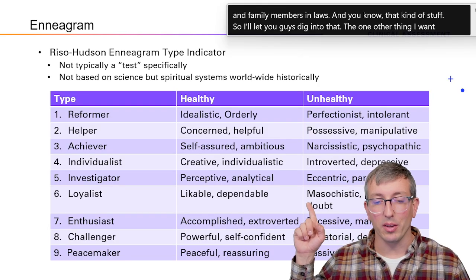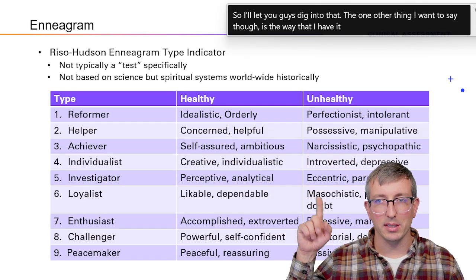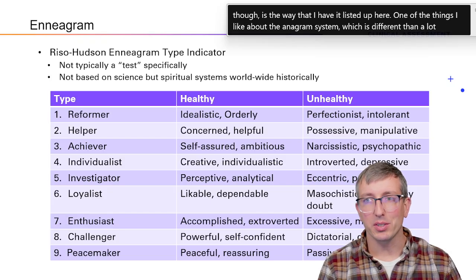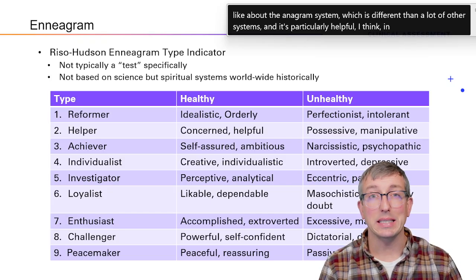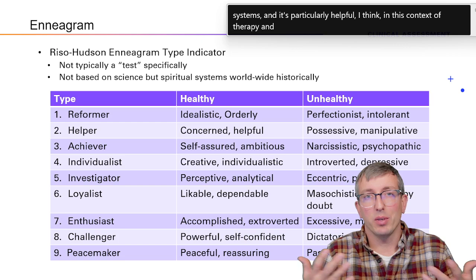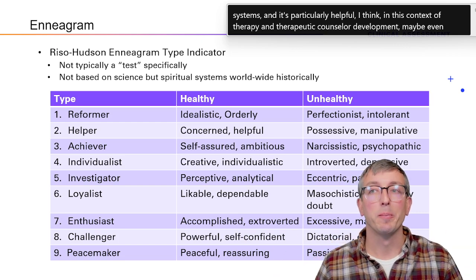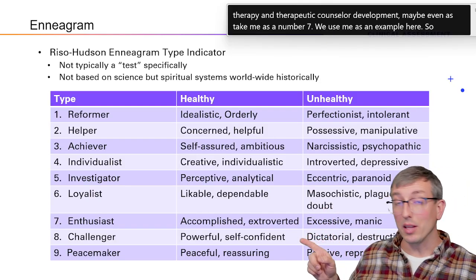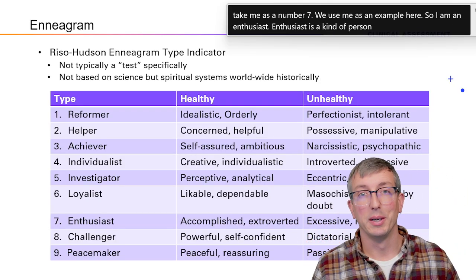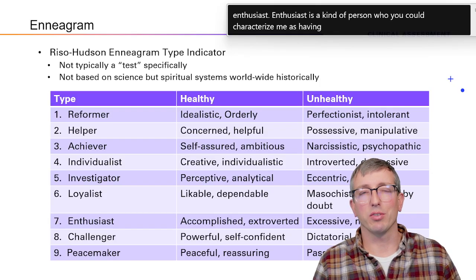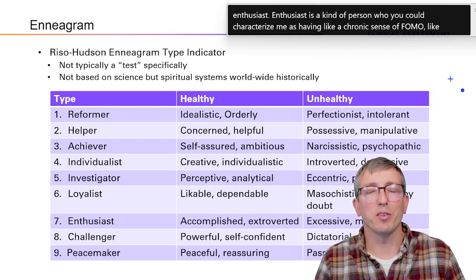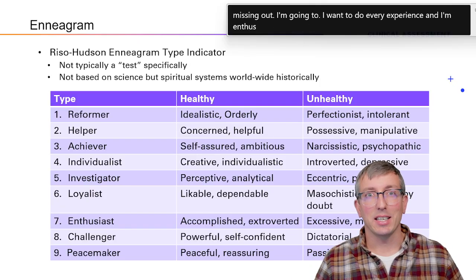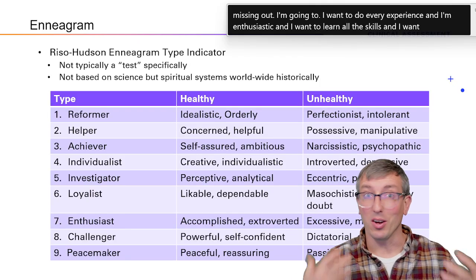The one other thing I want to say is about the way that I have it listed up here. One of the things I like about the Enneagram system, which is different than a lot of other systems, and it's particularly helpful, I think, in this context of therapy and therapeutic counselor development, is this: take me as a number 7. We'll use me as an example here. So I am an enthusiast. An enthusiast is the kind of person who you could characterize as having a chronic sense of FOMO, fear of missing out. I want to do every experience, and I'm enthusiastic, and I want to learn all the skills, and I want to meet all the people.